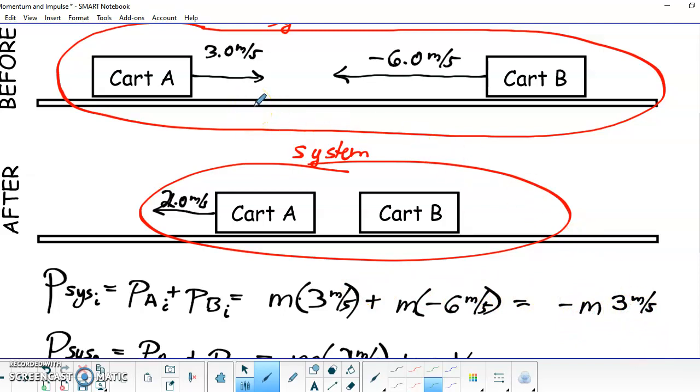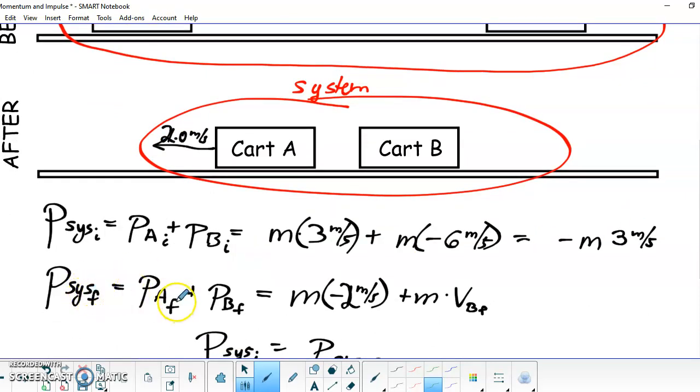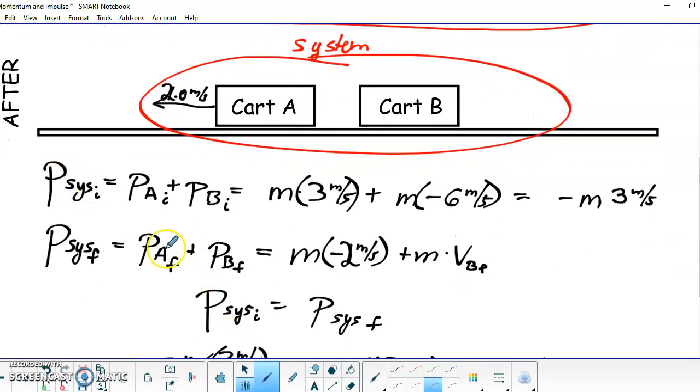for a total system momentum initially. The momentum of the system finally would be cart A's momentum, which would be negative 2 meters per second times m, plus cart B's momentum, which would be its mass, m, times its final velocity, VB final. Setting those equal to each other, momentum of the system initially equals momentum final, I get this, negative m times 3 meters per second equals this equation here.